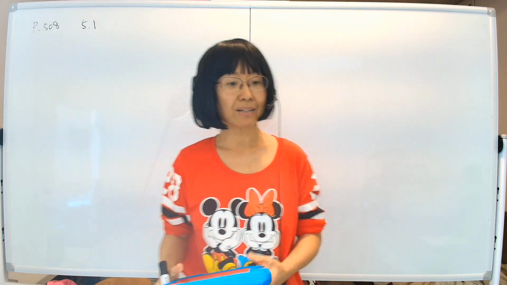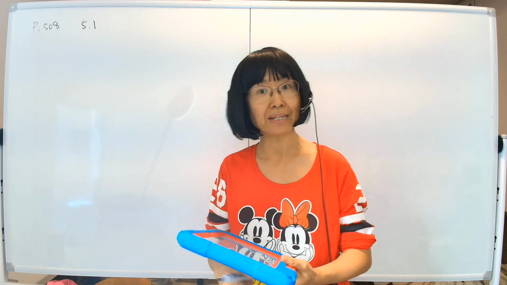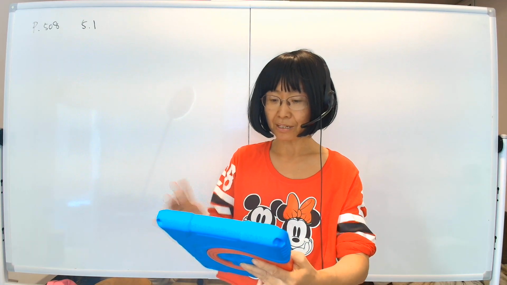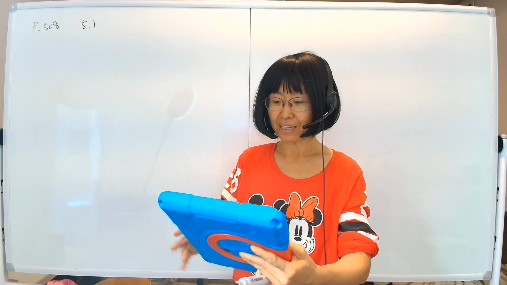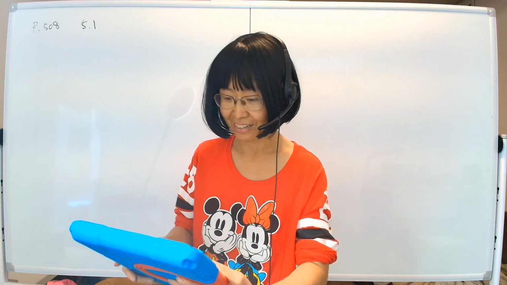Today we are going to do section 5.1, which is on page 508 in your book. The first thing we're going to talk about is the so-called sigma notation. It's also called the summation.